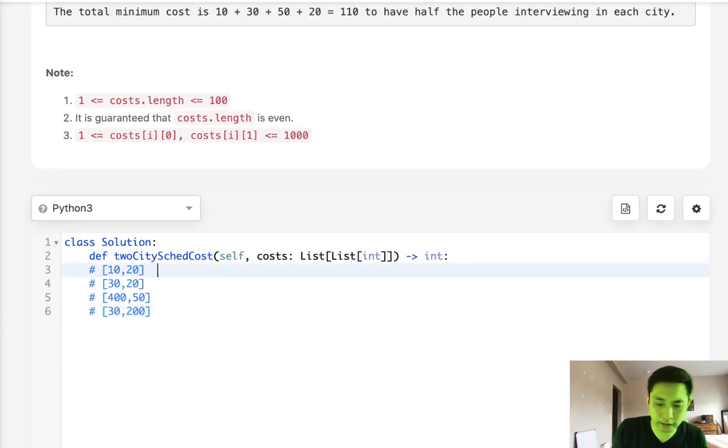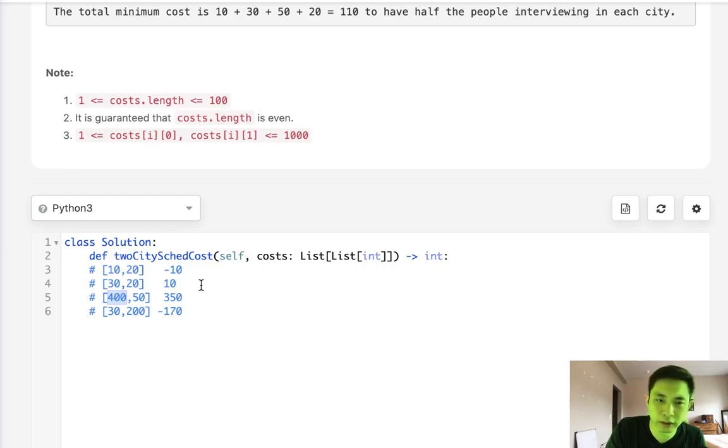So in order to do that, I thought, what if we got the difference between the two? It's just subtracting city B from city A. That's going to give us negative 10, this will give us 10, this will give us 350, and this gives us negative 170. So what are these numbers telling us? Basically, if we choose city A, we will save this much money. If it's positive, that means we'll actually lose that much money. It's a little confusing, but that is what's going on.